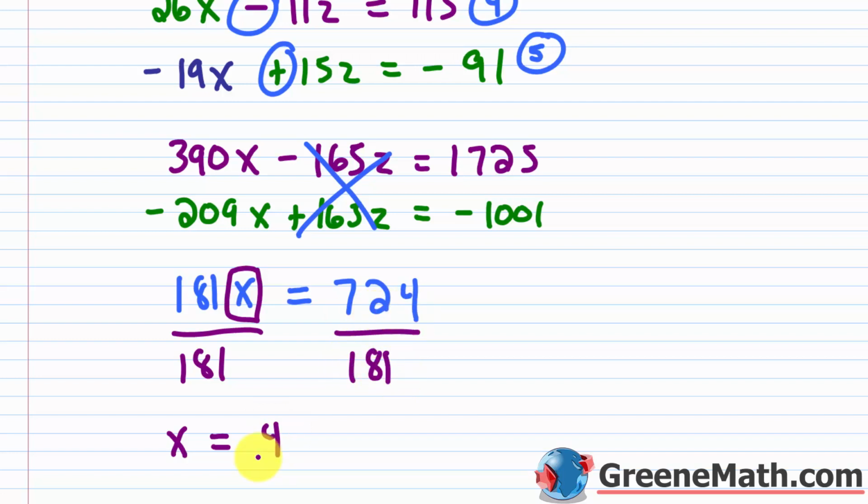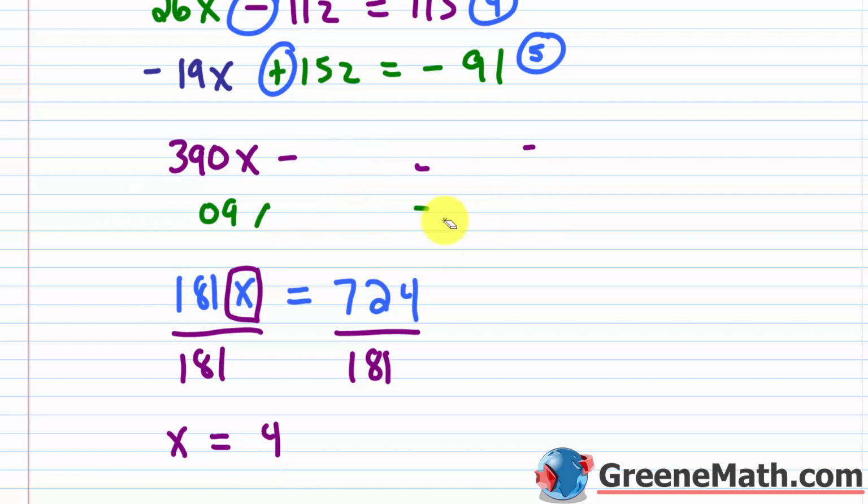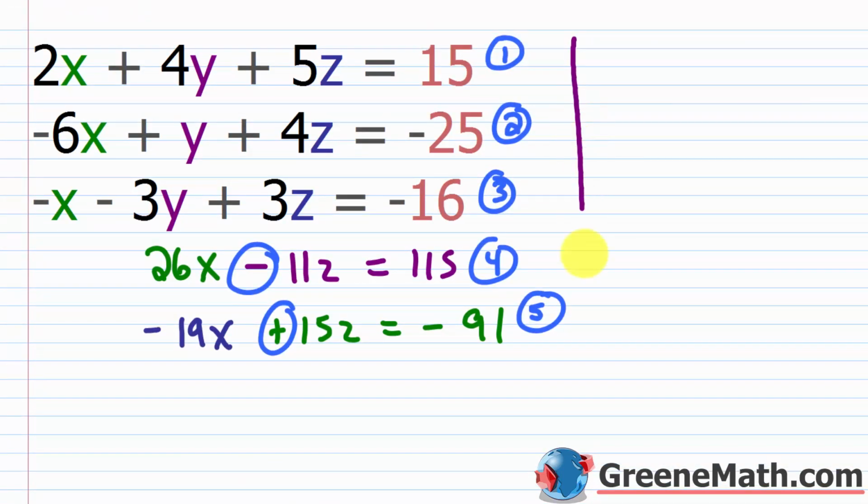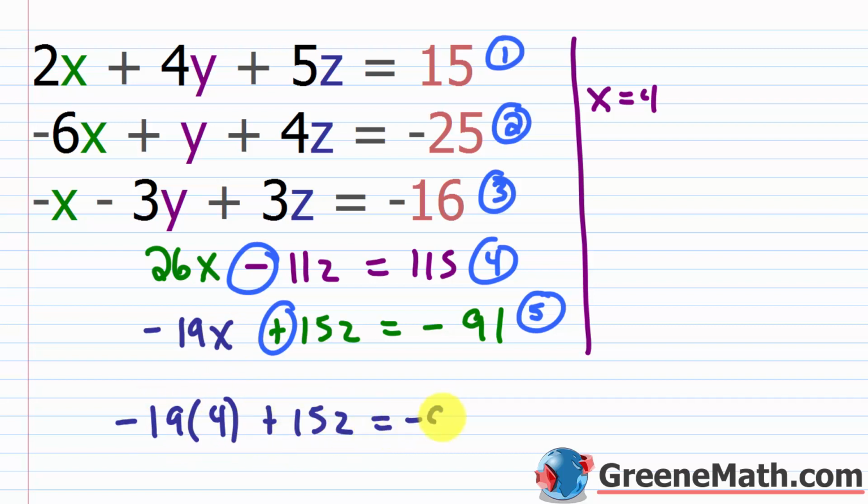Okay, so at this point, we know x is 4. So let me erase this. Let's come back up here. And I'm just going to say that x is equal to 4. So I can plug in a 4 for x in either equation 4 or equation 5, and I can find out what z is. So let's just go ahead and use equation 5. So we would have negative 19 times, plug in a 4 for x, plus 15z equals negative 91.